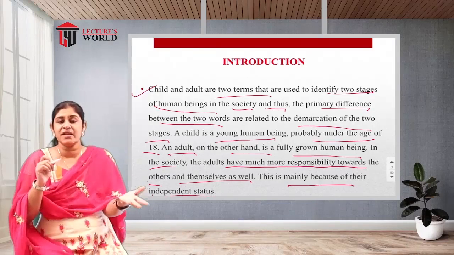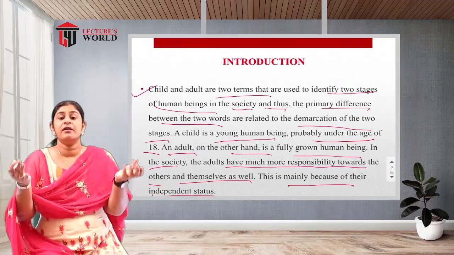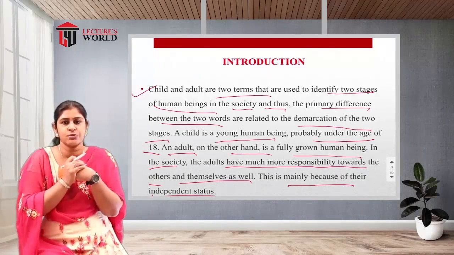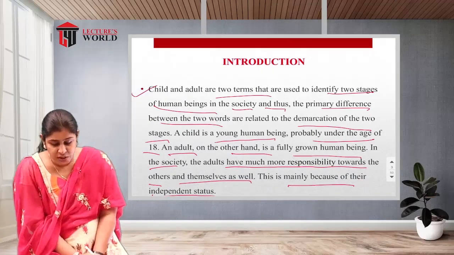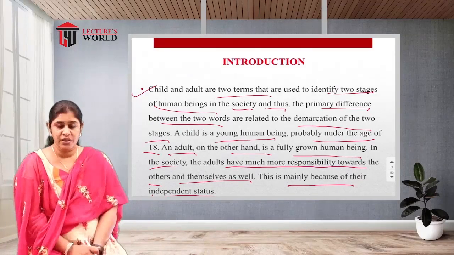Now why is it so? Because they are living independently. Their way of living is different, their status of living is different. So that is why they have the independent status, and that is why they have more responsibility as compared to a child.